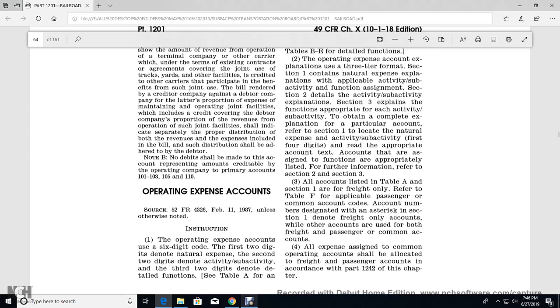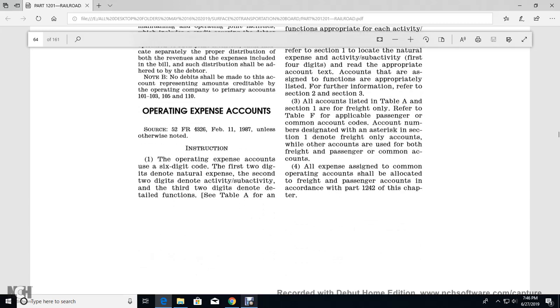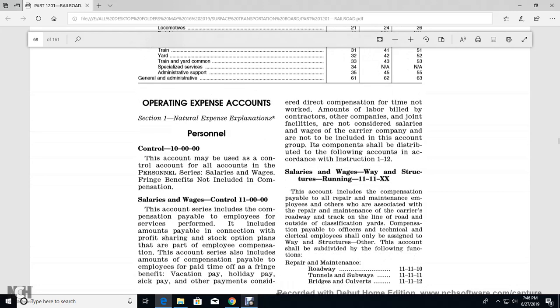4. All expenses assigned to common and operating accounts should be accounted to freight and passenger accounts in accordance with Part 1242 chapter. And then it shows these charts, and there should be operating expenses accounts, and that's page 68.